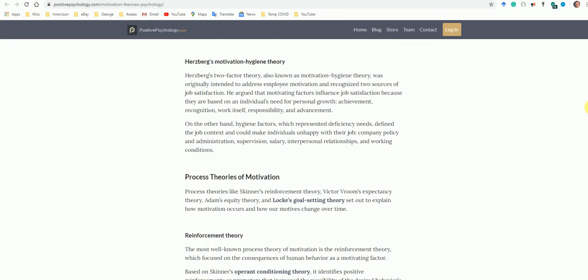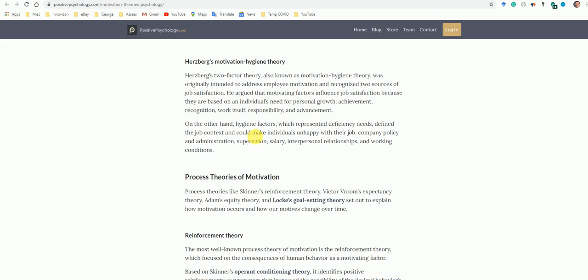Motivation-hygiene, on the other hand, is Herzberg's. This is one of the most famous, most popular theories of motivation. It's also called the two-factor theory. The only thing that this did was to divide Maslow's need hierarchy into two major areas: is it motivation or is it hygiene? Hygiene factors are those focused only on food and security, and they are called deficiency needs.